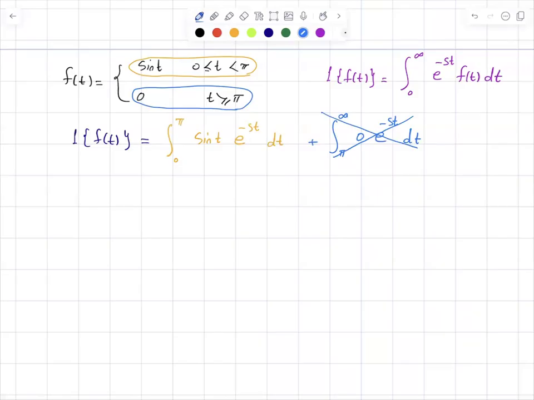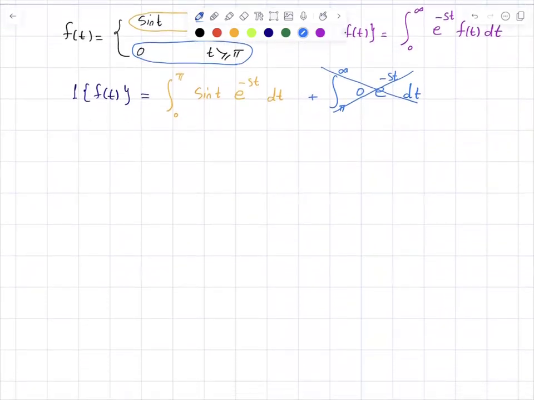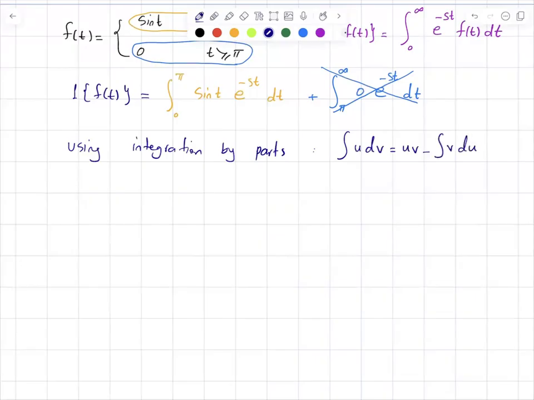Let us begin calculating the definite integral of sine t e to the power negative st dt. We're going to use integration by parts. As you remember, the integral of u dv is equal to uv minus the integral of v du. We need to select u and v. Let us use u to be sine t, and then let us select dv to be e to the power negative st dt.